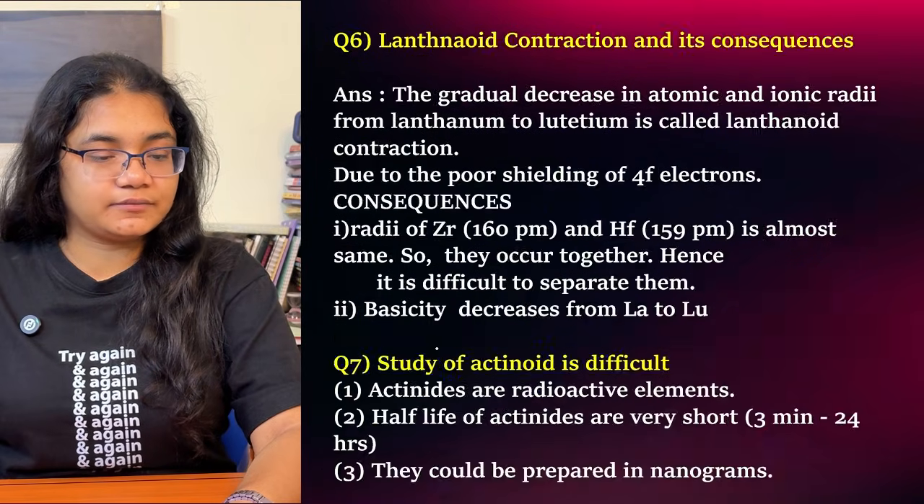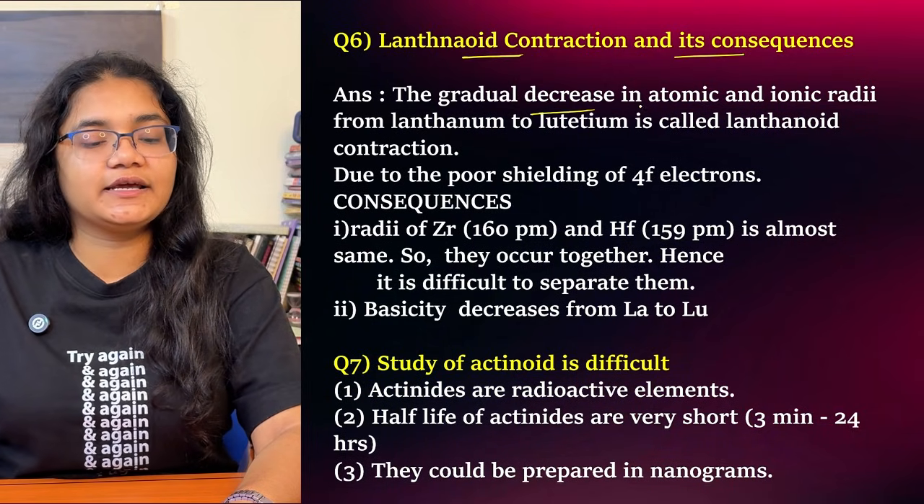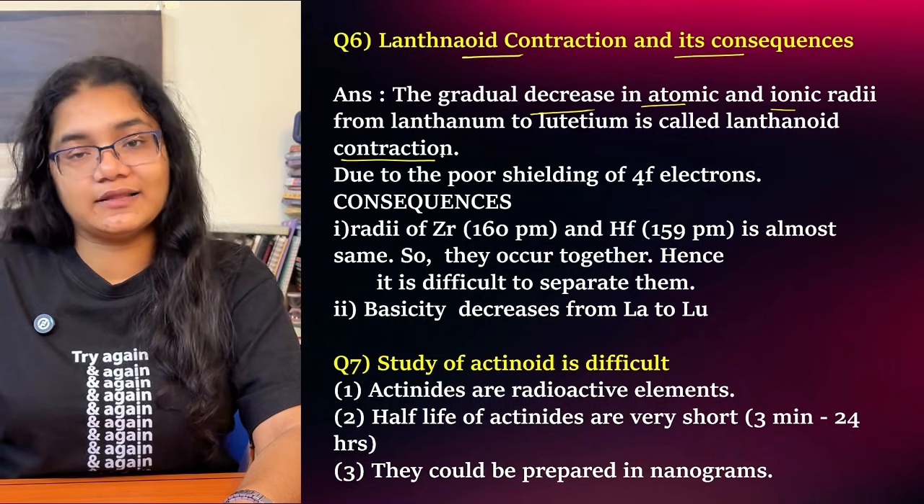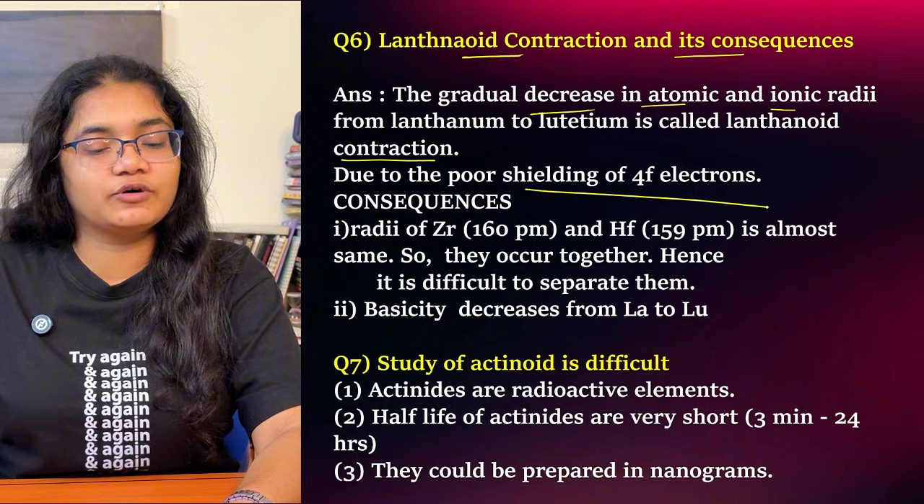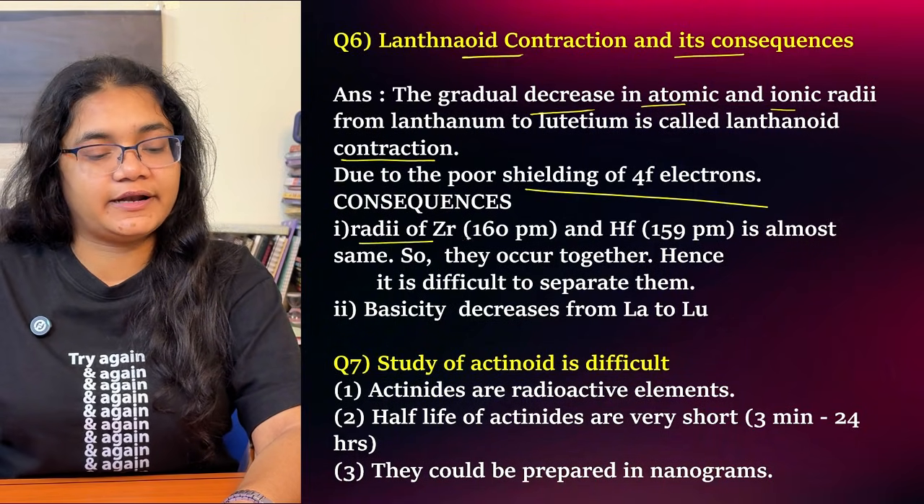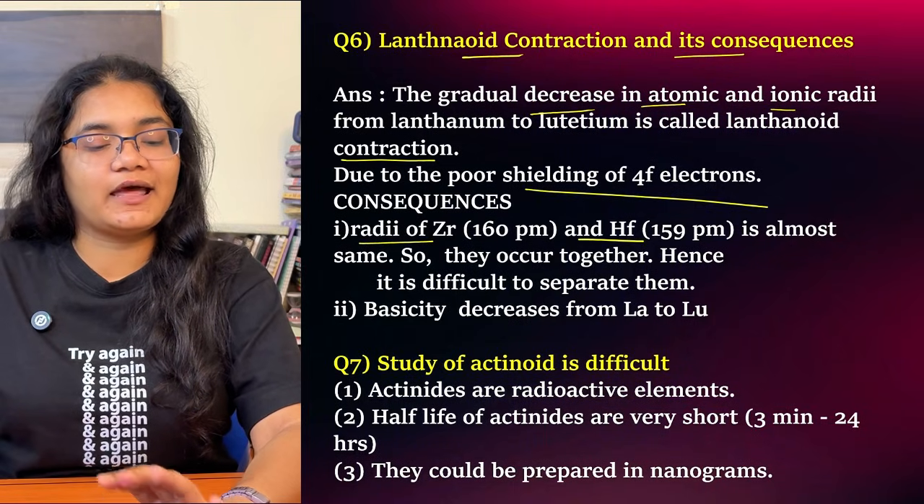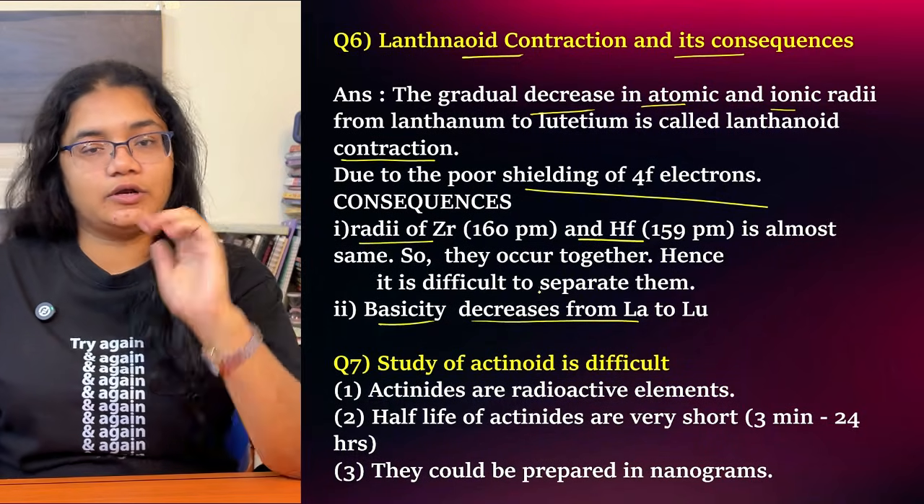Next is, what is lanthanide contraction and its consequences? Steady decrease in the size of the lanthanides is called lanthanide contraction. Then what is the reason for this? That is the poor shielding effect of 4f electrons. Now consequences: the radius of zirconium and hafnium is almost the same, and basicity decreases from lanthanum to lutetium.